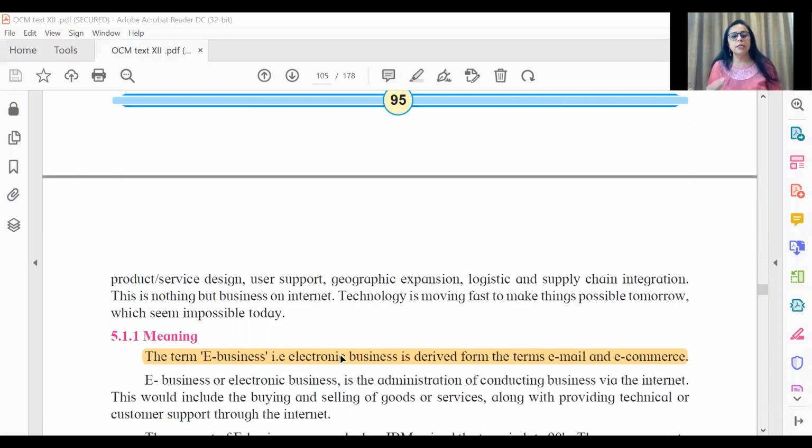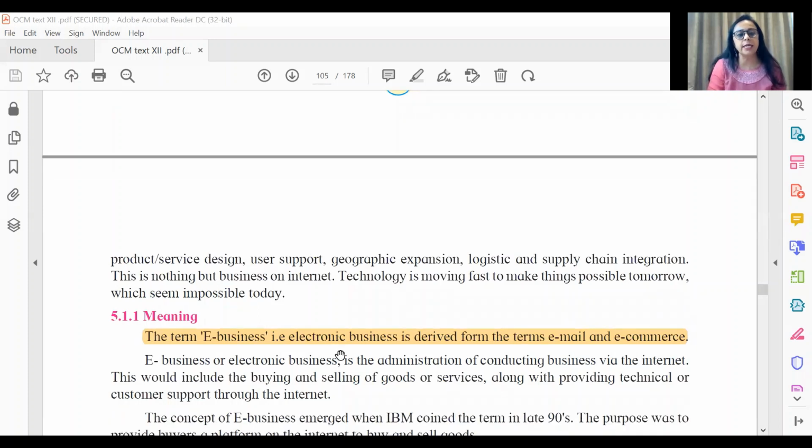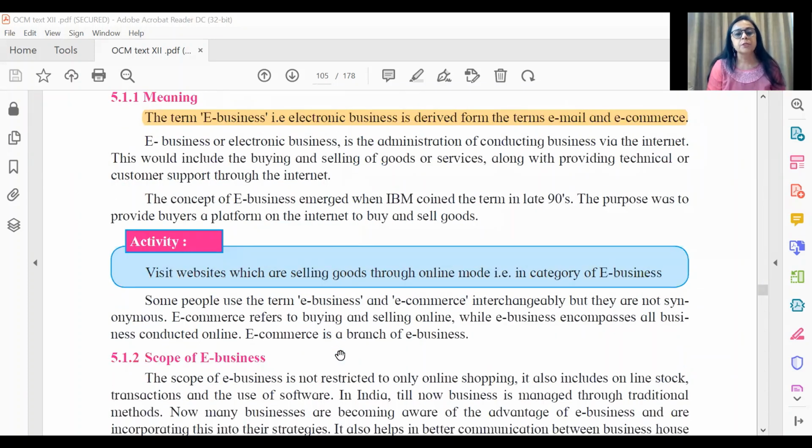And in case you get a 2 marks answer, like in the September paper, you had explain term or concept for 2 marks. So that's where you have this. All these highlighted texts can be put together to explain your answer on e-business.